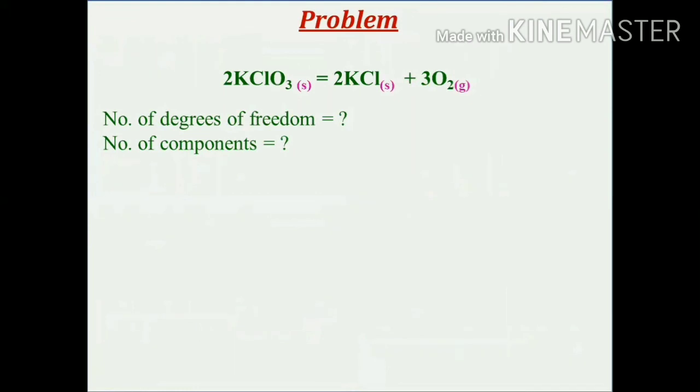We have KClO3, which is in the solid phase, and it is giving us KCl, again in the solid phase, and oxygen, which is obviously in the gaseous phase. So this chemical reaction is given to you, and it's a balanced chemical reaction, of course. You need to calculate the number of components present in this particular system and the number of degrees of freedom.